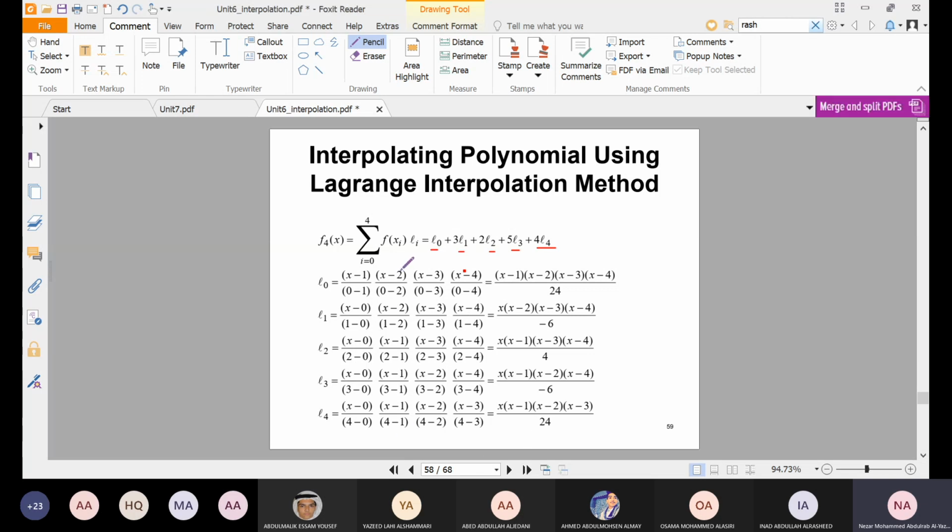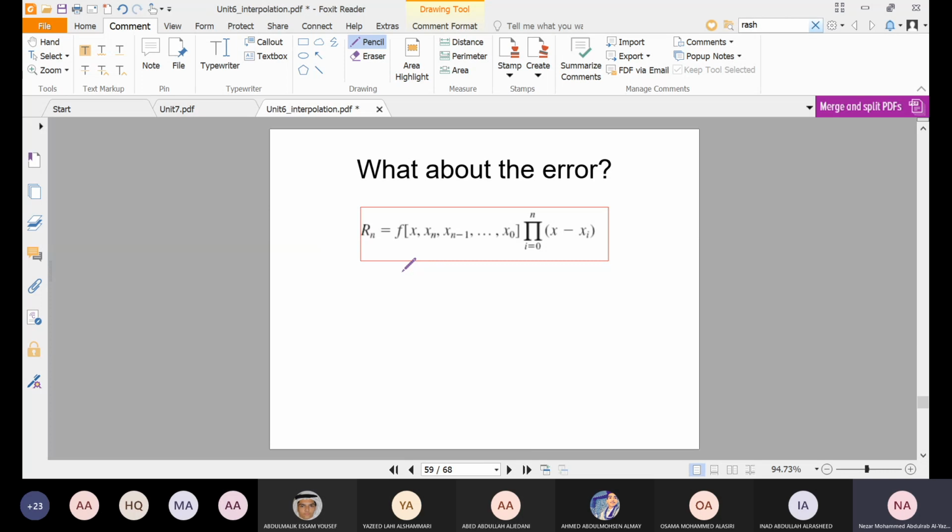So what about the error? The error, what about the error? So the error we do it in a similar way. Like Newton's polynomial, here we take the product, and we find the function here, like the divided difference.